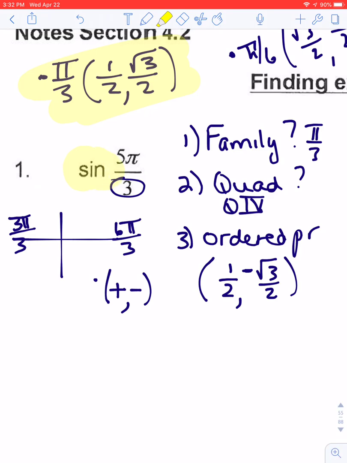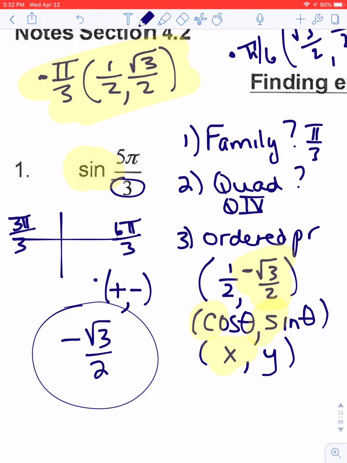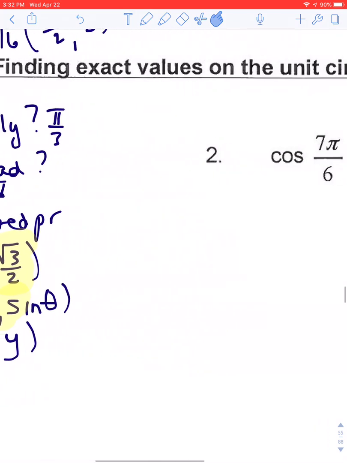The question asks for the sine. Remember, the first coordinate is always cosine. If we're on the unit circle, this is the cosine and this is the sine. I always think x comes before y alphabetically, and c comes before s. So I know that negative root 3 over 2 is the answer to the sine of 5 pi over 3.